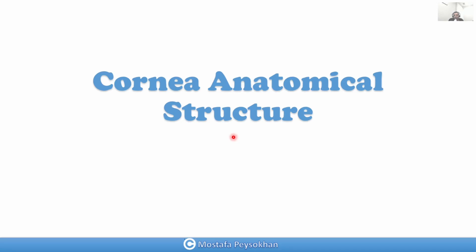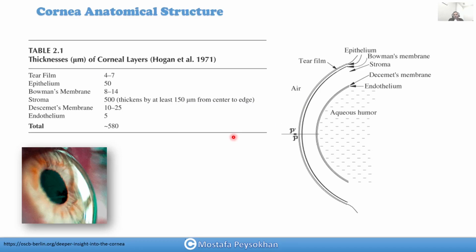Cornea anatomical structure. In our previous videos, we discussed different optical elements of our eye. But for example, for the cornea, we just explained that it has some refractive index. We consider it as a bulk optical element. But right now, we want to take a look at the details of that part of our eye, which is a very important part of our eye.